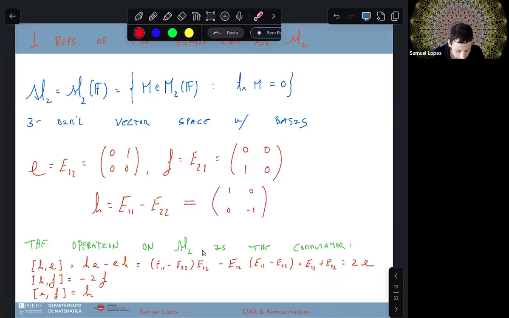If you do the same thing, this commutator between H and F, you get minus 2F. And if you do the commutator of E and F, you get H. Okay, and so these are the magical conditions. So this is extremely important.